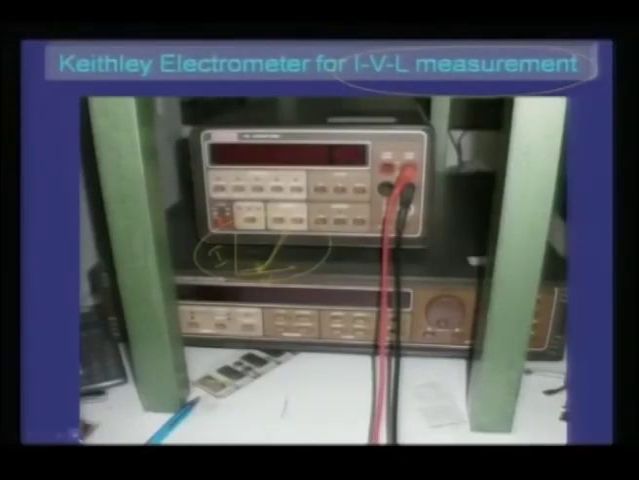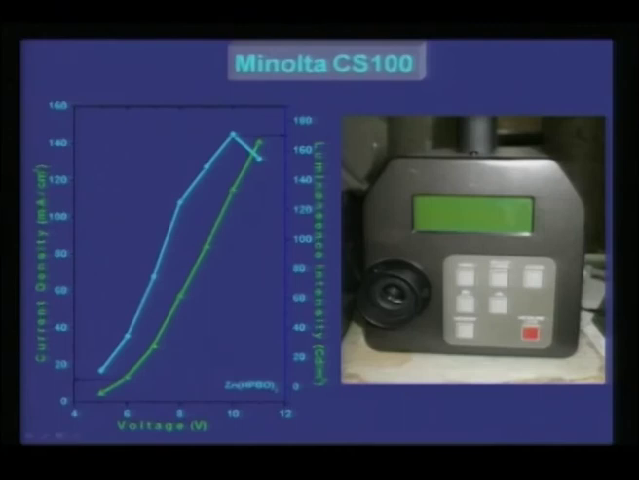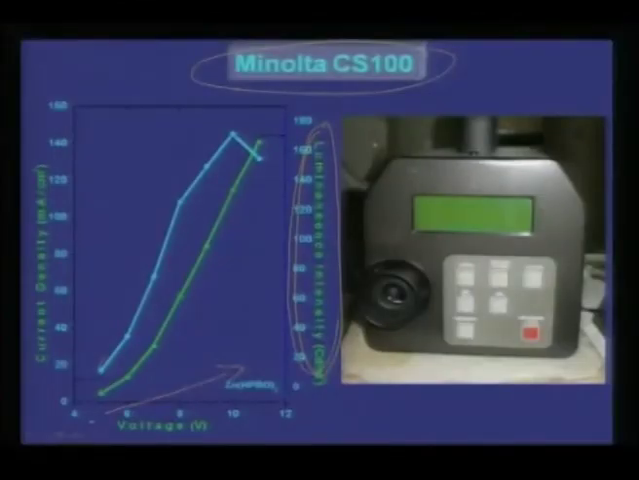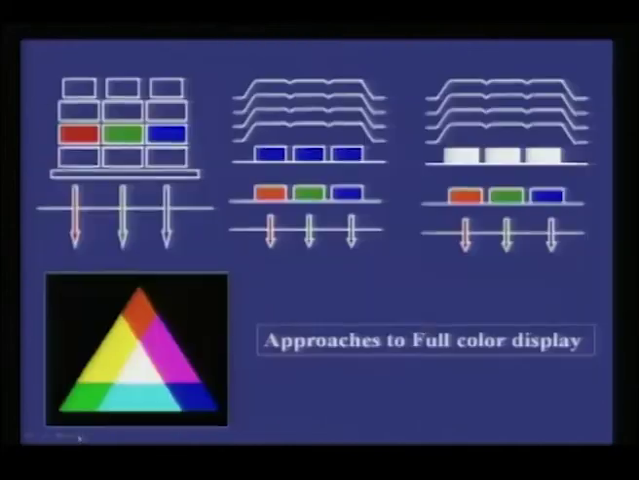So, this information you can get out of this IV measurement curve, and also this Minolta CS100 can give you not only an idea about the current density, it will also tell you the luminescent density. As you increase the voltage, the brightness or the glow of your electroluminescent device will start increasing with increasing voltage. Minolta will give you the coordinates of your light output, and typically the graph will look like this. We will look at it later.